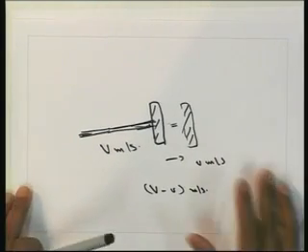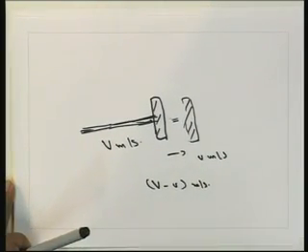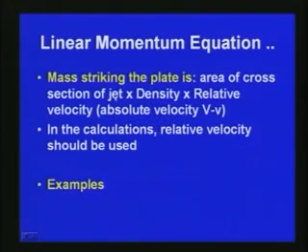That will be used in the calculation. In the next slide, we can see the mass striking the plate. If the jet has an area of cross section capital A and the density is rho, then we multiply by the relative velocity, capital V minus small v. So the mass striking the plate, q, is equal to area of cross section into rho into capital V minus small v, the velocity of the jet minus the velocity of the plate or the vane we consider. So in the calculation, the relative velocity should be used. With reference to this, we will be discussing a few examples.